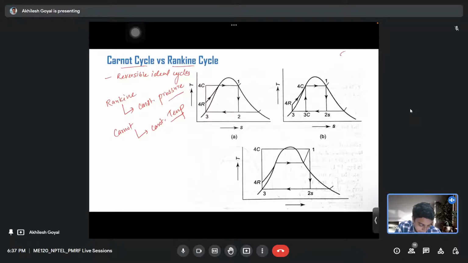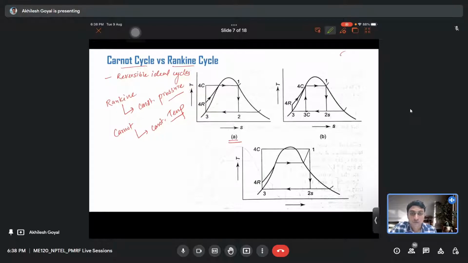So what difference do we get due to this? Let's see. The Carnot cycle tells us the maximum efficiency we can achieve between two given temperatures, the source temperature and the sink temperature. But in the case of the Rankine cycle, the heat is added at constant pressure and the temperature changes continuously.